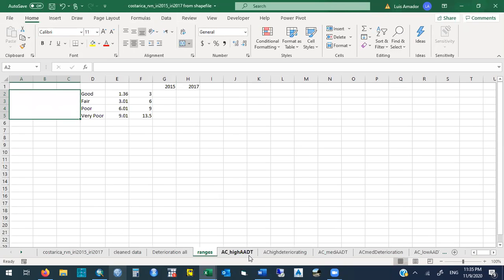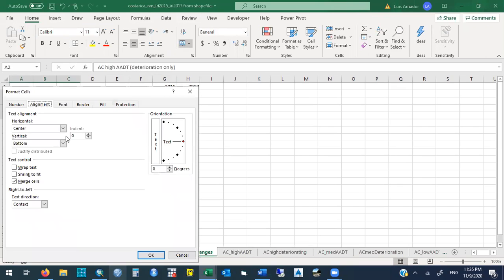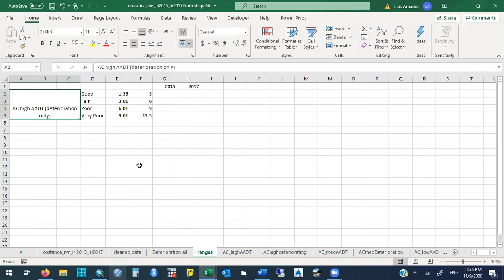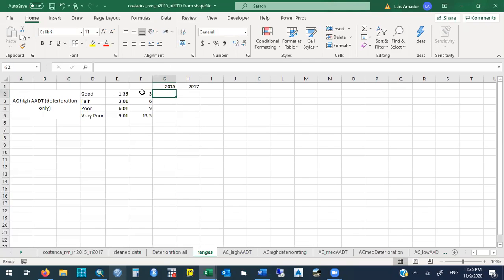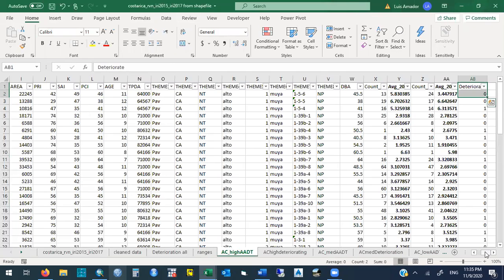My first one, which is asphalt cement high ADT. And you need to notice that this is for the deterioration only, because it's a deterioration curve, right? I cannot put improvement in this. So what is the average 15? What is the average 17? Okay, so I say good is this value, right? So let's go and see.